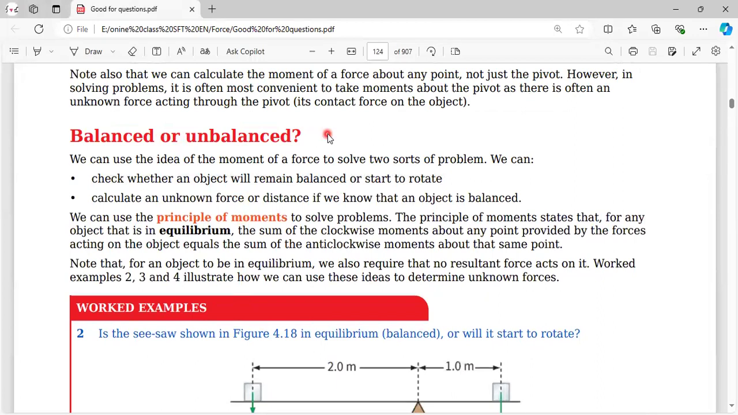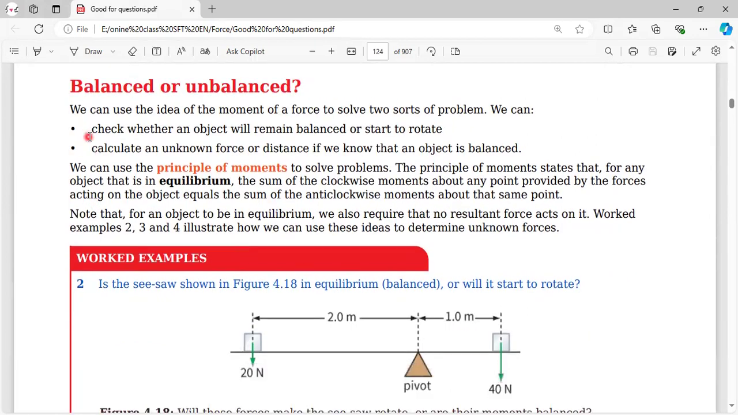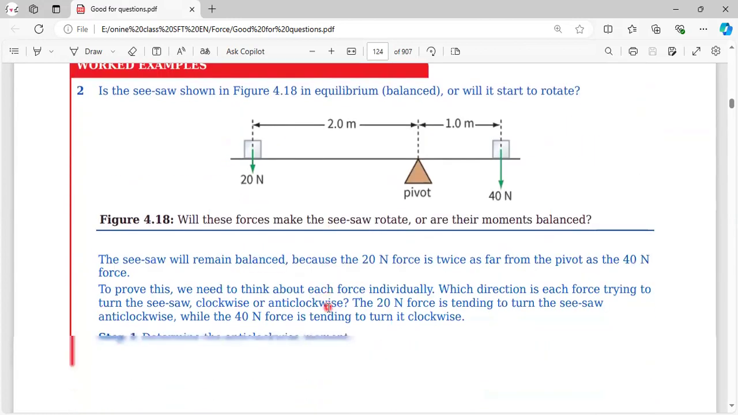So how to use the moments to solve this kind of question, right? First of all, we can check two things, okay? Check whether an object will remain balanced or start to rotate. So in this case, what do you think? In this shown figure, is it in equilibrium, or is it balanced, or will it start to rotate? I believe this is going to move, right?